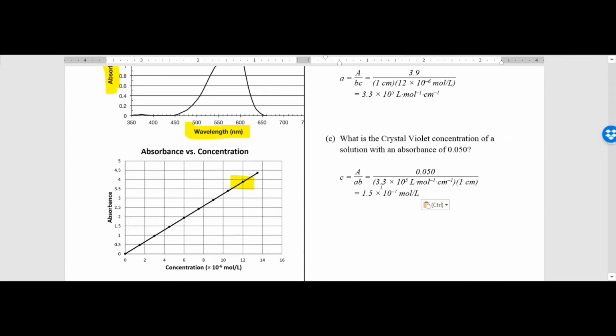We know our molar absorptivity, that's our A or epsilon, and so we're going to plug that into the equation, right? These are connected questions. And then the last one is B, which is the length of the cuvette, and the cuvette is 1 centimeter. So plug all of that in, multiply, divide, and you get 1.5 times 10 to the negative 7 moles per liter. And those units make sense because that is what concentration is. And then there you go.